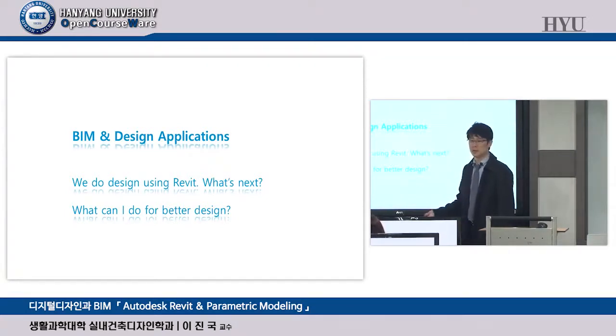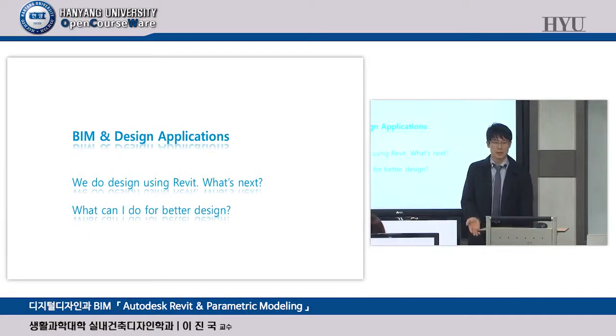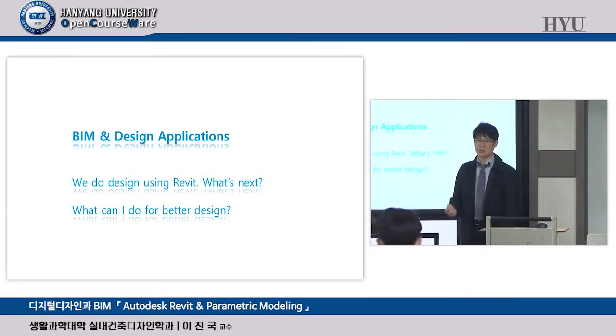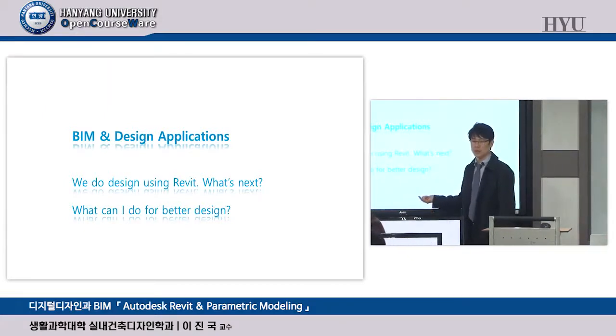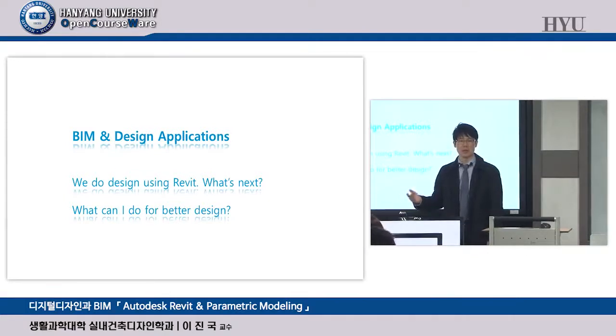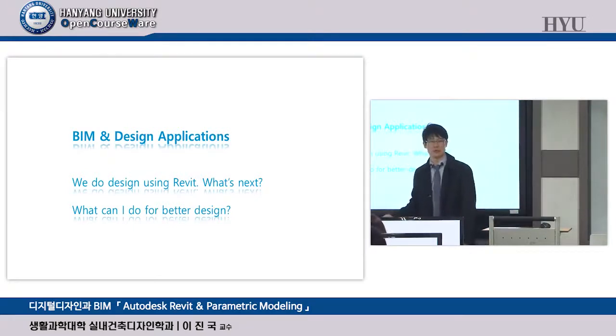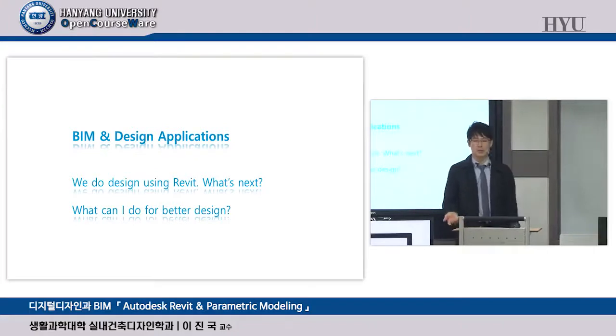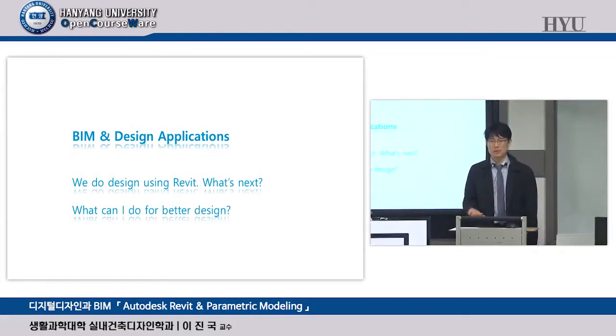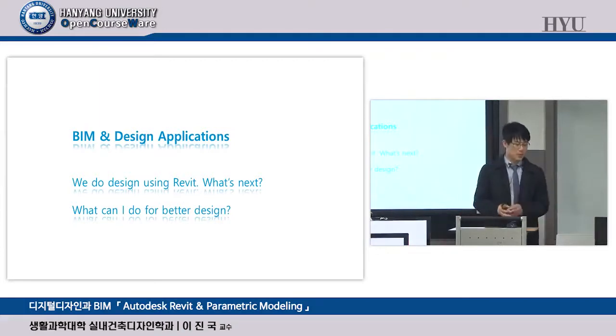BIM-enabled design done by architects and designers is just the start point of building information modeling, okay? How to use such information, how to apply the collected information, and for what? For construction, for maintenance, for management, for better design, whatever. So what can I do for better design? We do design using Revit. What's next? Let me show you some brief cases, some examples that I have done or am still working on.